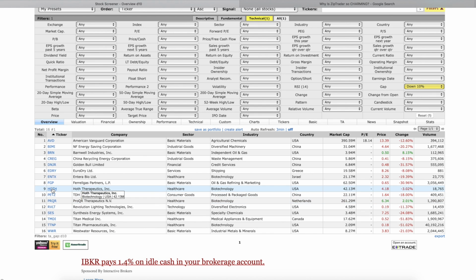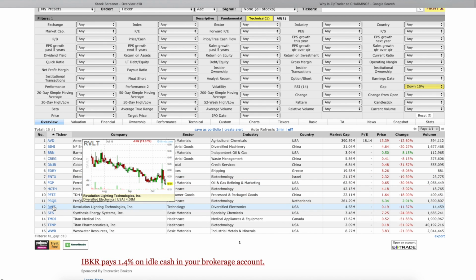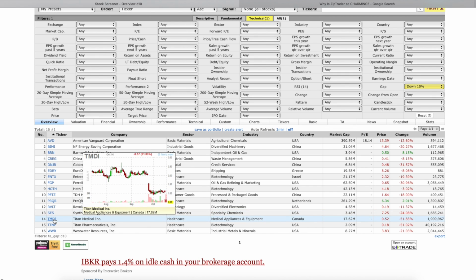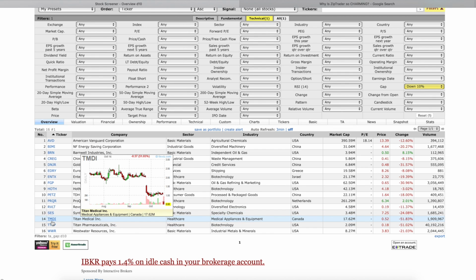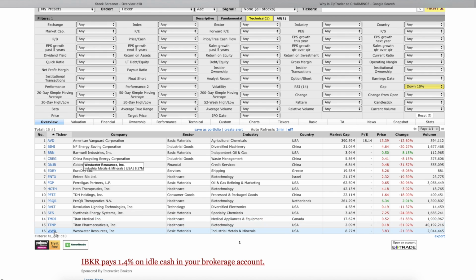PRQR, these are all stocks that have just gotten beaten down, right? Gap down massively. And we can keep going through until we see one that we like. This is one that I'd probably look more into because it's been beaten down so much, right? And you keep going through until you find the stock that you want.